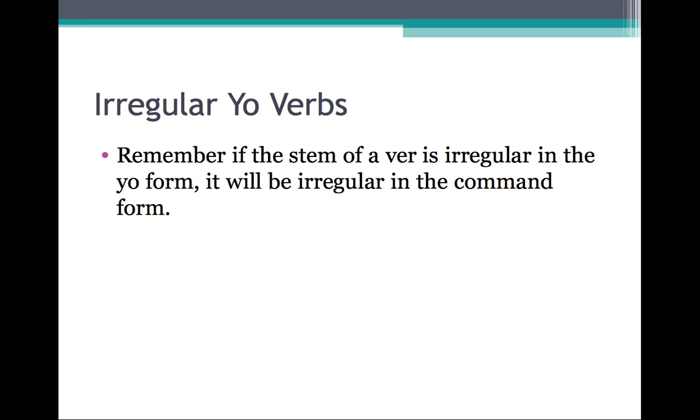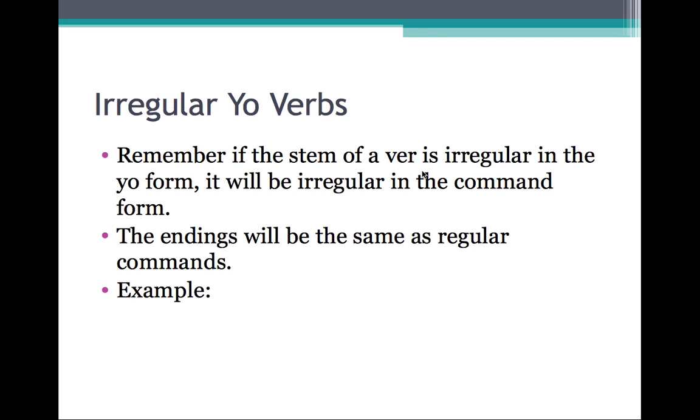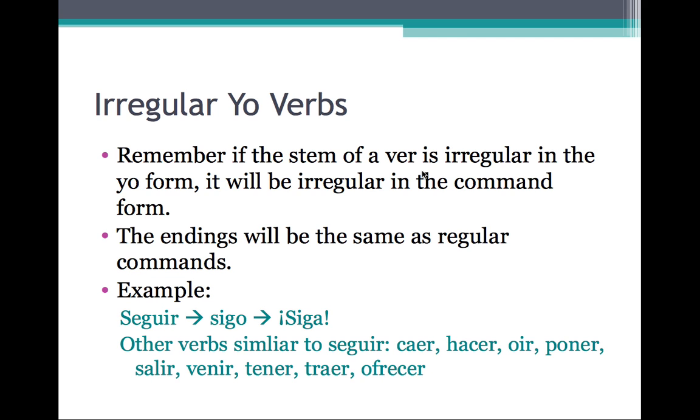Okay. Keep in mind there are irregular verbs out there, just like we talked about with the tú commands. That should say if the stem of a verb is irregular in the yo form, it'll be irregular in the command form. So just like the subjunctive with the tú form was all sorts of tricky, it's the same with usted and ustedes. Their endings are going to be the same. So like the verb seguir, put it in the yo form, sigo, drop the o, becomes siga.